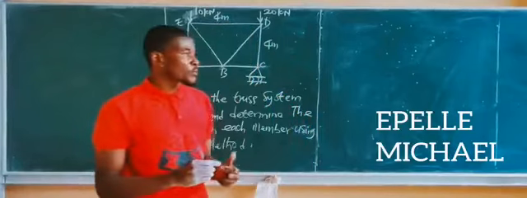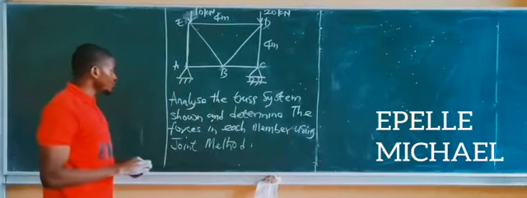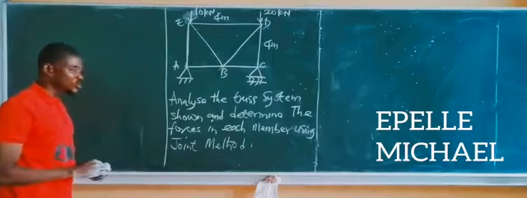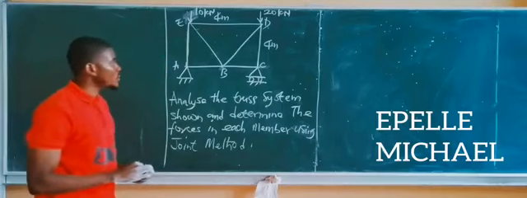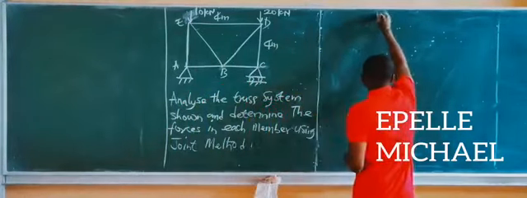Now let's consider the problem on the board. It says, analyze the truss system shown and determine the forces in each member using the joint method. Okay, so as always, the first thing to do is to outline the free body diagram.